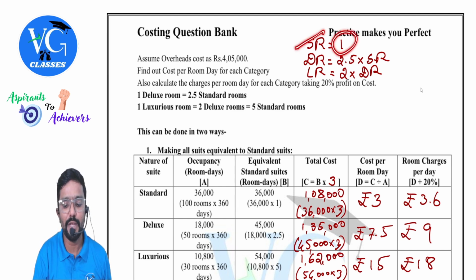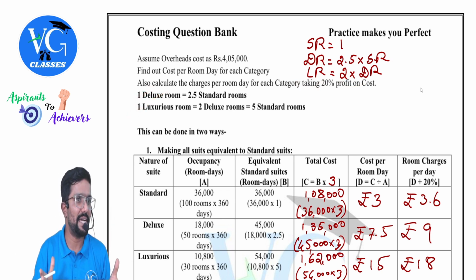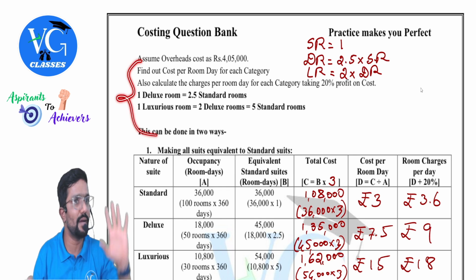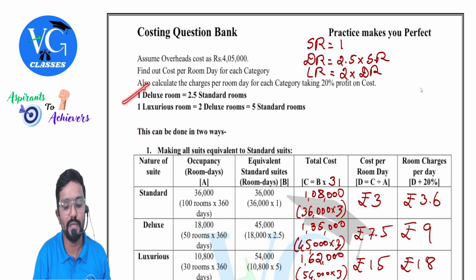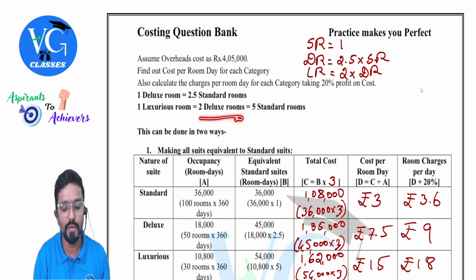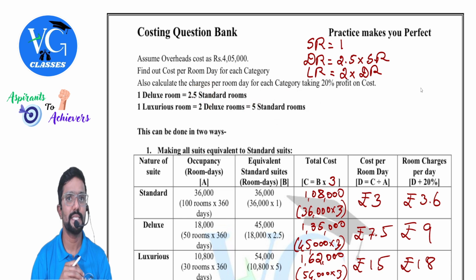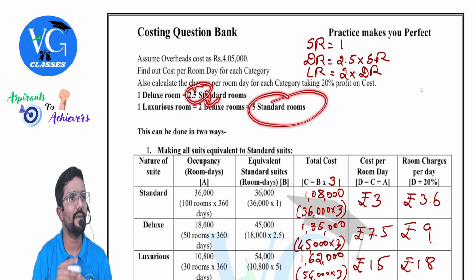You can see the standard room is 1, the deluxe room is 2.5 times standard rooms, whereas the luxurious room is 2 times deluxe rooms, that is nothing but 5 times standard rooms. So I have written the equation here only for your better understanding. If you understand it, you need not write all this in the exam. One deluxe room is equal to 2.5 standard rooms. So one luxurious room is equal to 2 deluxe rooms, which is 2.5 into 2, 5 standard rooms.